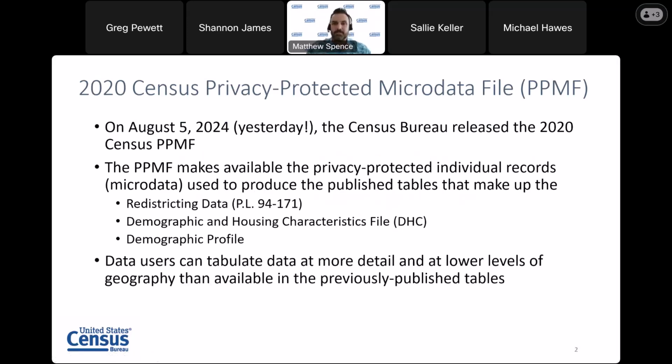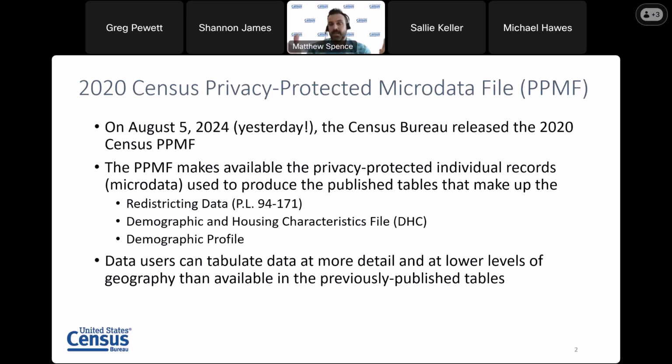So what is the PPMF? Well, the PPMF we just released yesterday, August 5th, 2024, is available on our FTP website, and we'll get you details on how to access that data in a bit. But the PPMF makes available the privacy-protected individual records, or microdata, that were used to produce the published tables that make up the redistricting data file, the demographic and housing characteristics file, DHC, and the demographic profile.